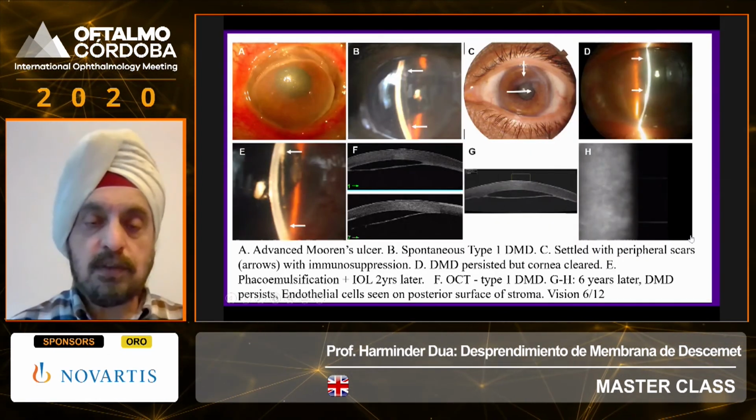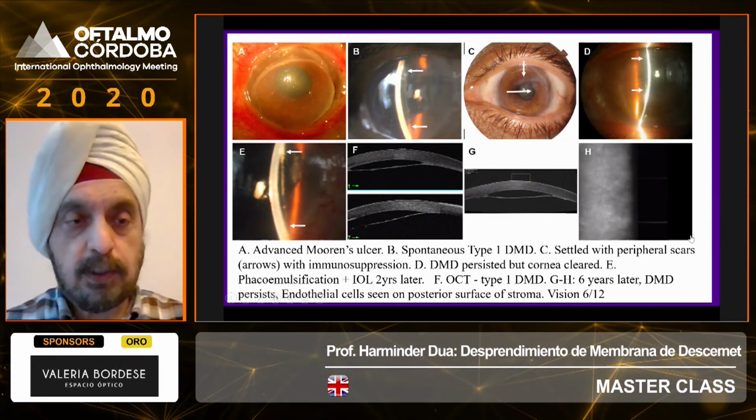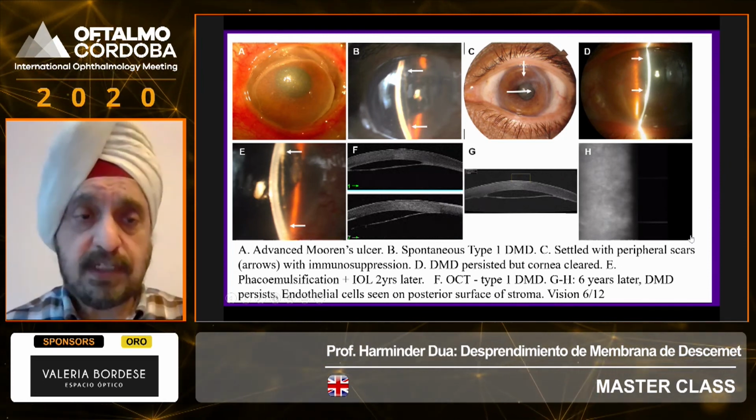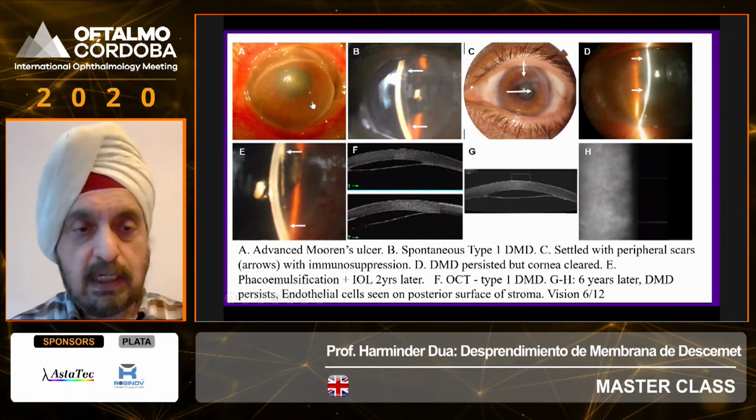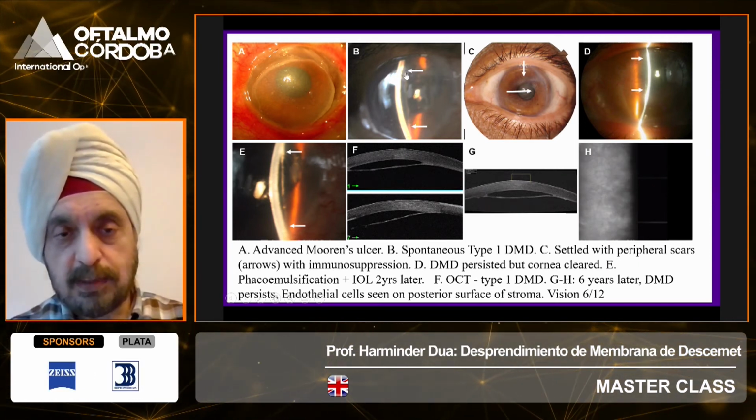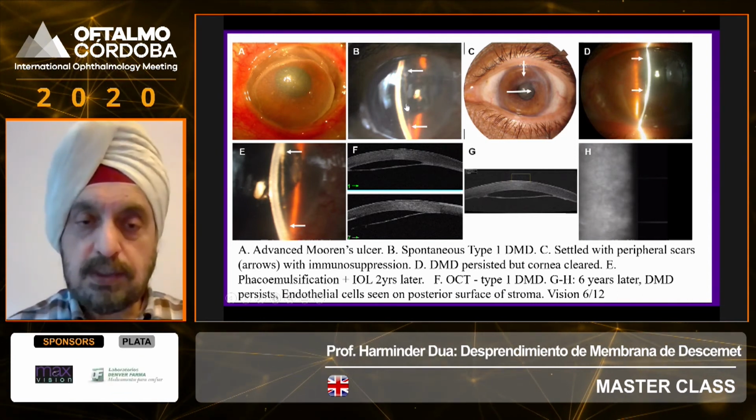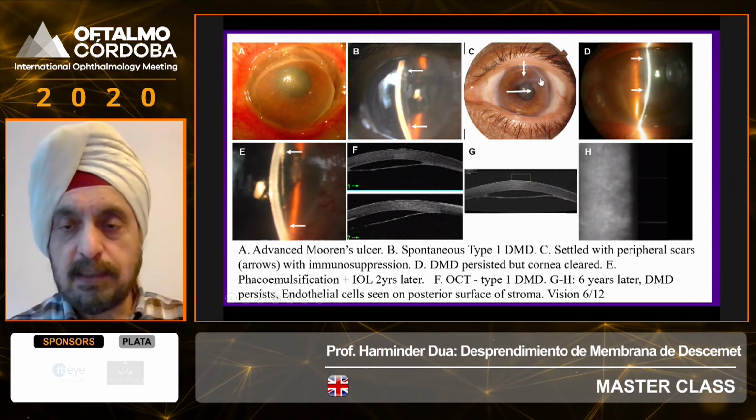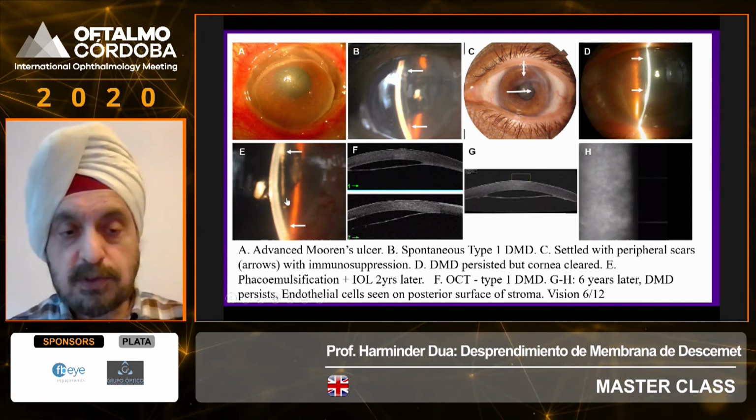And this is one of the last cases I want to show you, very interesting, sent from a colleague in India. This patient had a very extensive peripheral ulcerative keratitis, as you can see over here, with excessive ulceration and spontaneous detachment. This was a type 1 detachment, as we see on the OCT. The patient was then treated with immunosuppression. It settled, there were some scars, but the cornea cleared and the detachment was still there.